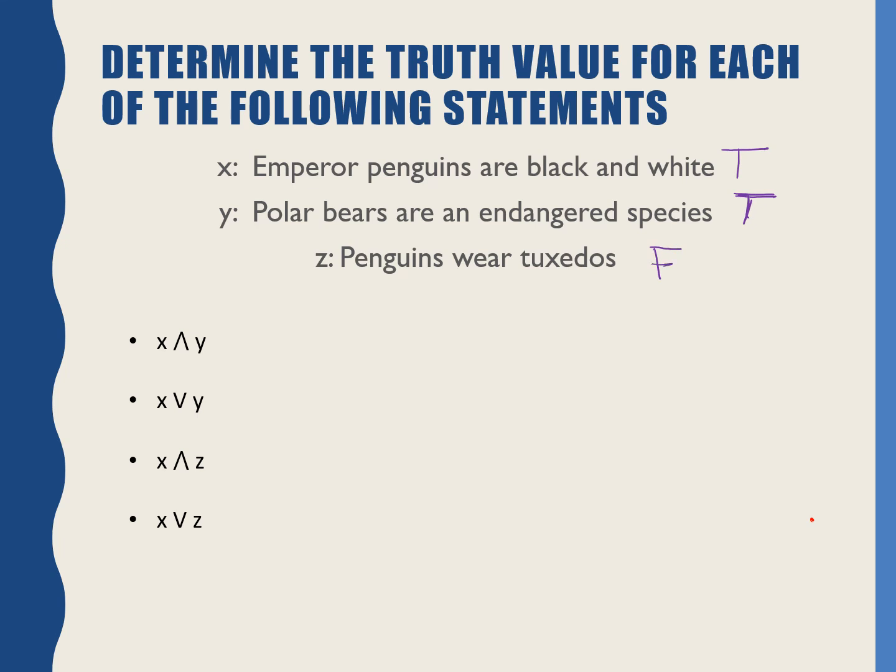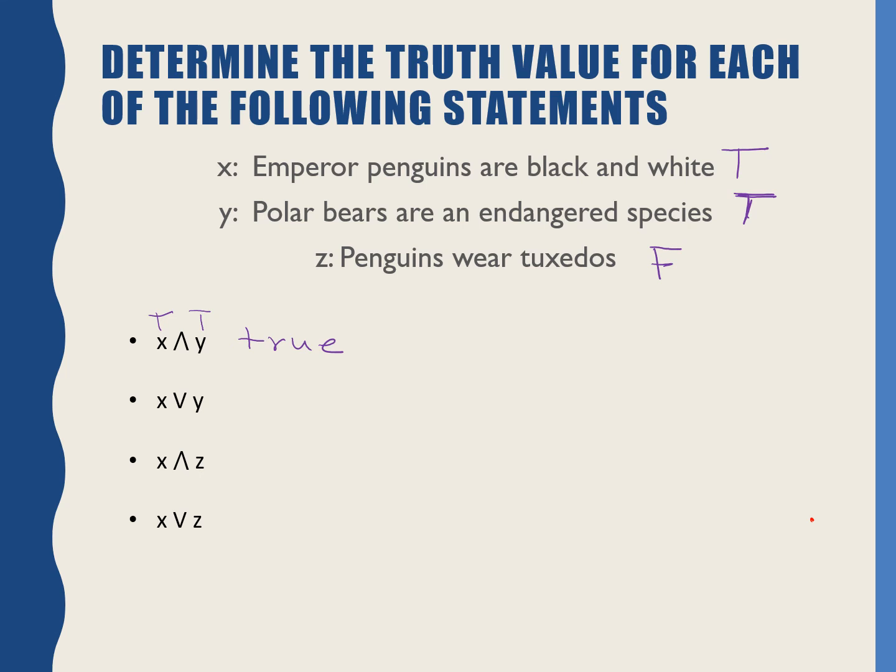Okay. So remember that in order for an and to be true, both parts have to be true. So X has to be true and Y has to be true. And in this case, that's true. So that means my whole statement is true. Emperor penguins are black and white and polar bears are an endangered species.